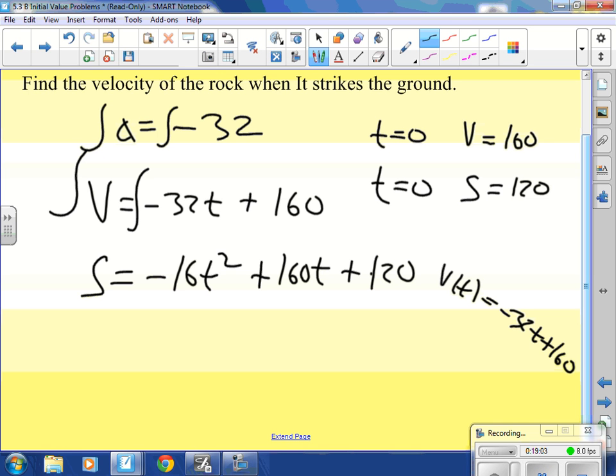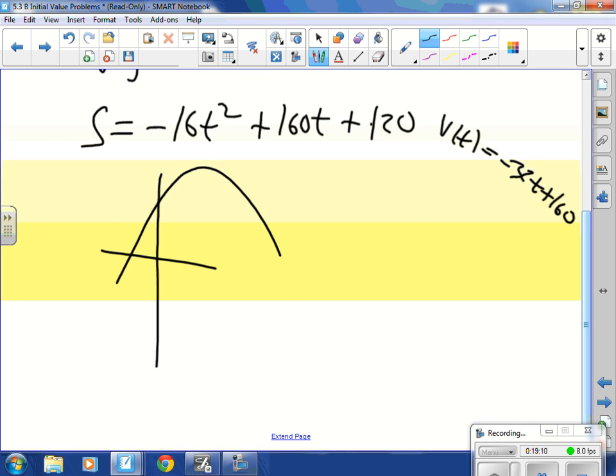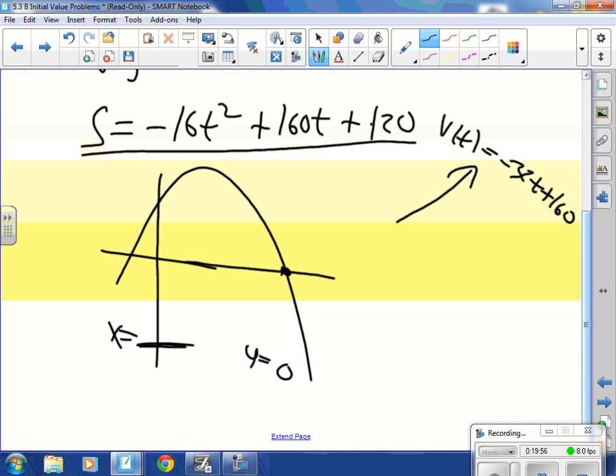Well, what shape is this? Opening downward with a y-intercept at 120. If I draw this, I'm going to get a picture that looks like this. And there's going to be a root over here. And that root is going to have an x-coordinate. The y-coordinate is going to be 0, and that y-coordinate stands for the height. So what I really want to know is, when does it strike the ground? If I can calculate when it strikes the ground, then it's as simple as plugging that value in here. So find it for me. When does it strike the ground? We're simply looking for the positive root of that quadratic.